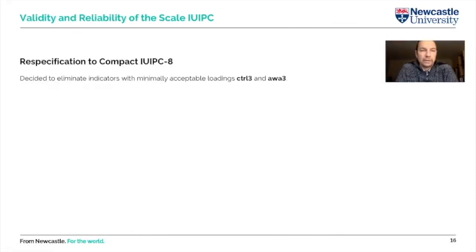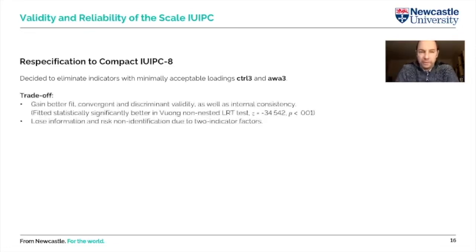We attempted to alleviate that situation by respecifying IUIPC. We created a compact version of IUIPC we call IUIPC 8, in which we eliminated indicators with minimally acceptable loading, such as control 3 and awareness 3. Now, this clearly comes with a trade-off. You gain a better fit, better convergent and discriminant validity, as well as internal consistency. We can show that the fit is statistically significantly better with the Vuong non-nested likelihood ratio test. On the other hand, we lose information. We have too few items in there, and we have a risk of non-identification because of two-indicator factors.